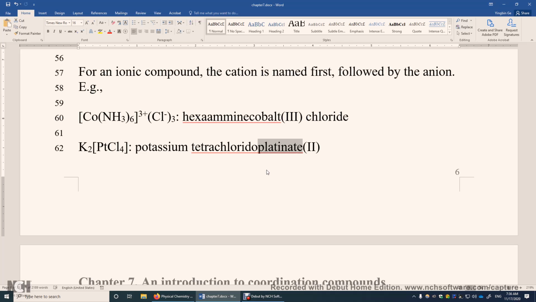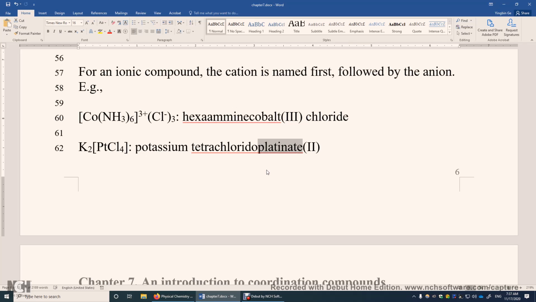If you have chromium, it becomes chromate. If you have vanadium, it becomes vanadate. If you have titanium, it becomes titanate. If the transition metal complex is negatively charged.